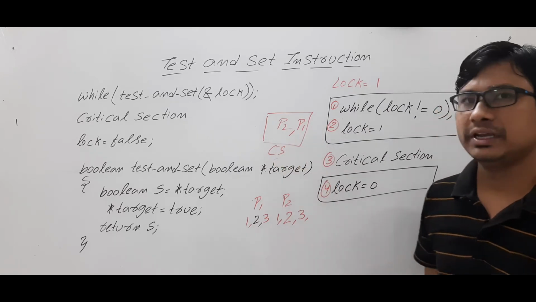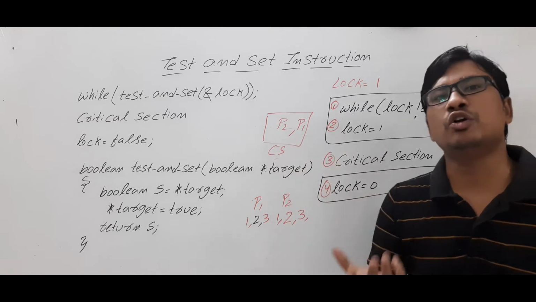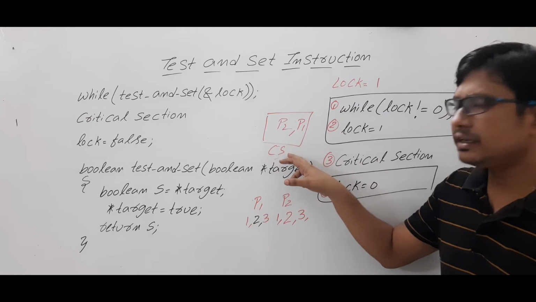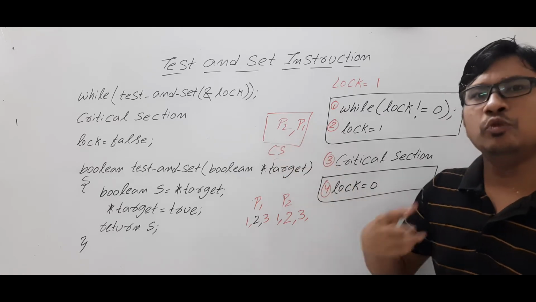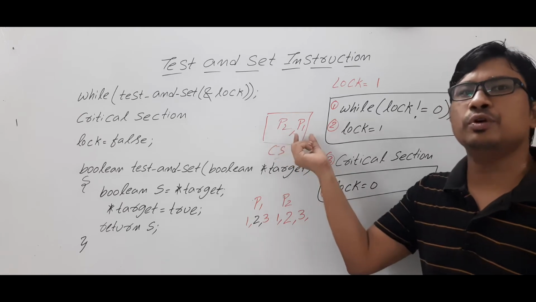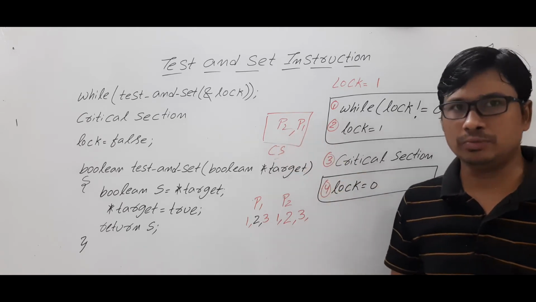So what is happening? Mutual exclusion is not provided using the lock variable. Why? In the critical section, at a time only one process can be there, but in this situation two processes are there, so mutual exclusion is not provided.